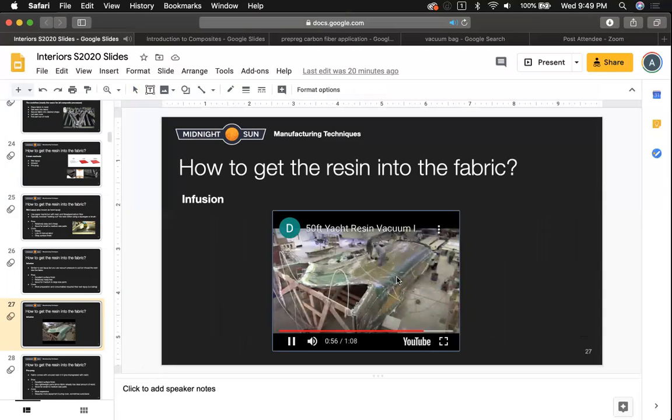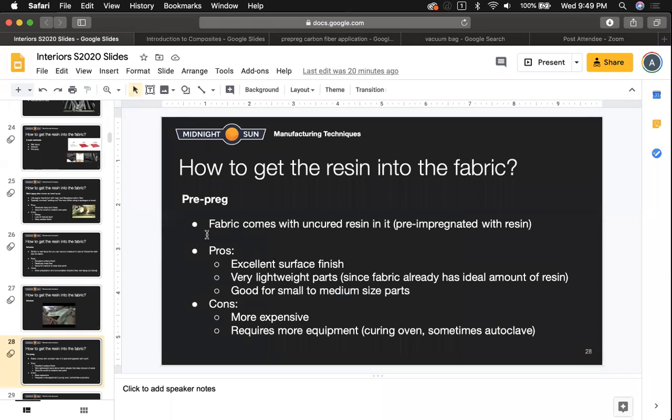And this is the process we used on MS-12 for all the panels. The scale of some of the parts were just too large to want to do comfortably by hand. And we thought it'd be a lot cleaner and give a better finish by doing it through infusion.